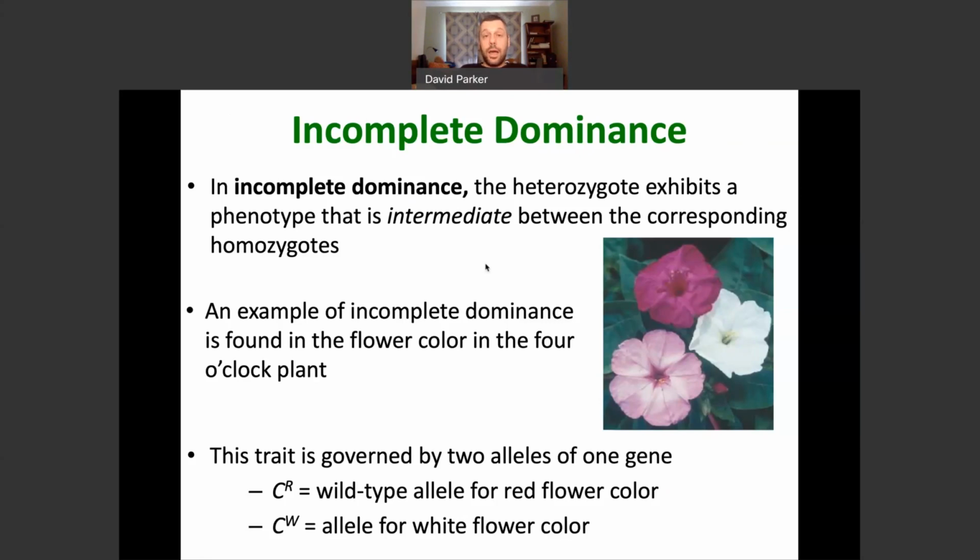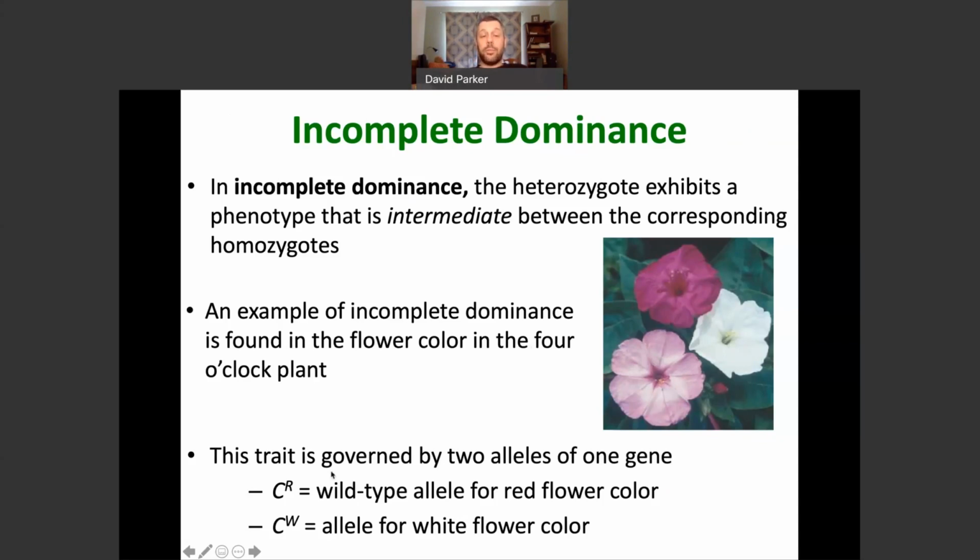So an example of this, and it's easiest to figure it out when you look at an example, is flower color in a plant called the 4 o'clock. So again, we're looking at one gene here. If you look at the phenotypes of this plant, you can have a white flower, a red or purple flower, and then one that's kind of halfway in between the two. This pink flower is an example of incomplete dominance. So let's have a look at how that works genetically.